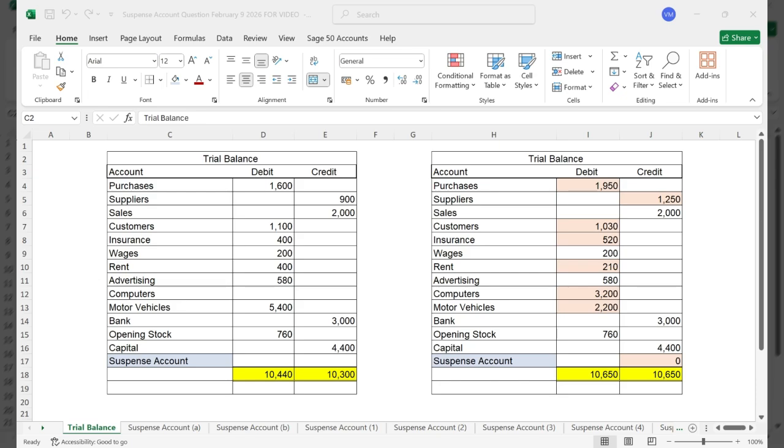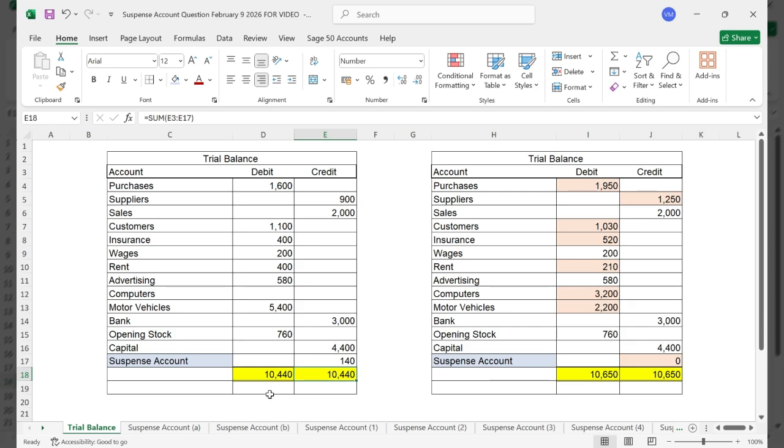This video deals with suspense accounts. A suspense account is needed when the trial balance doesn't balance because mistakes have been made when entering the figures into the accounts. If we look at our trial balance on the left, debit side 10,440, credit side 10,300, it's out by €140. So basically a suspense account is opened up, 140 is entered, and okay, for the short term anyway, the trial balance balances.